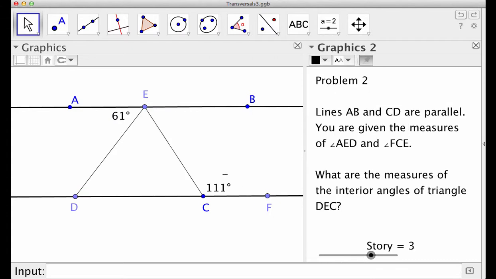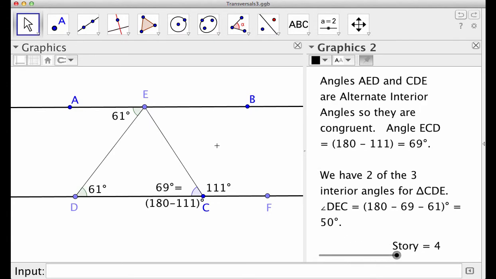Okay, let's look at another problem here. Again, AB and CD are parallel, and we're given the measures of angle AED and angle FCE. We want to find the interior angles of triangle DEC. Okay, so let's take a look at what's going on here.